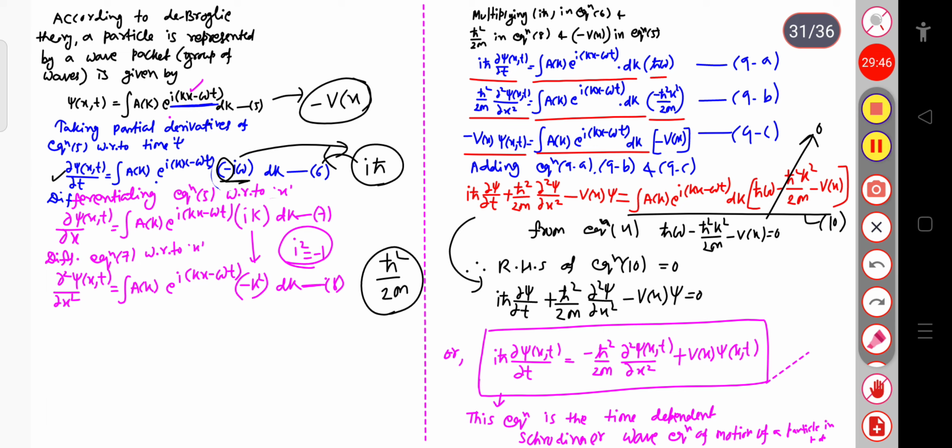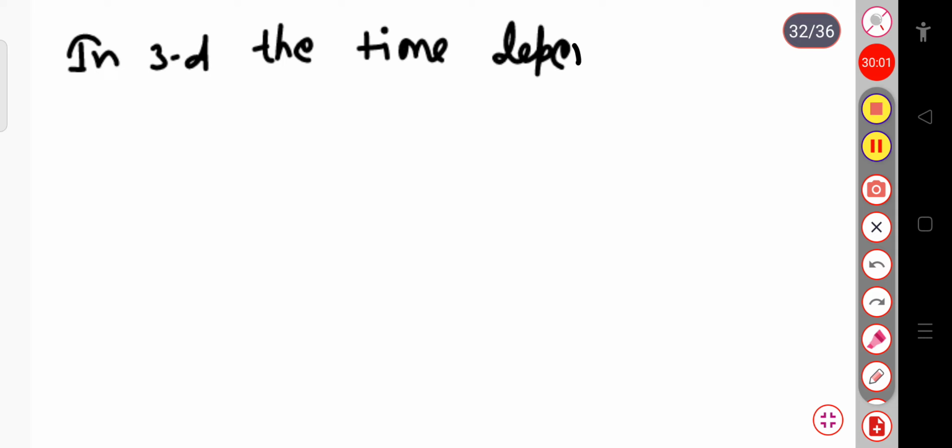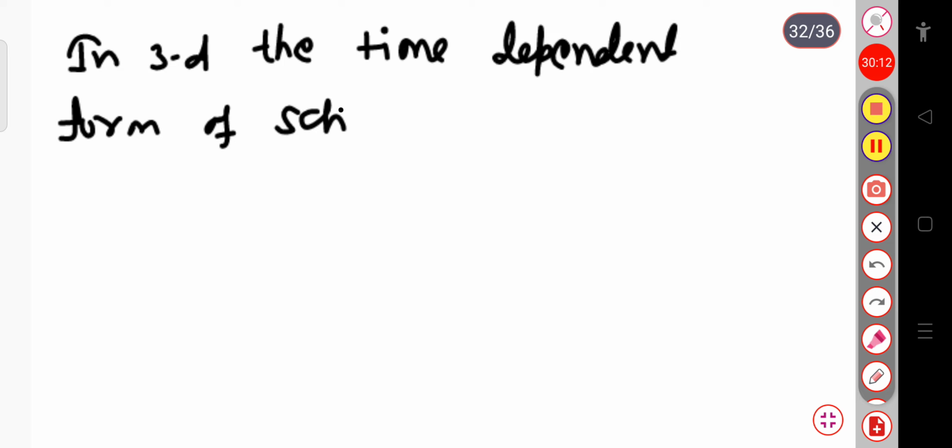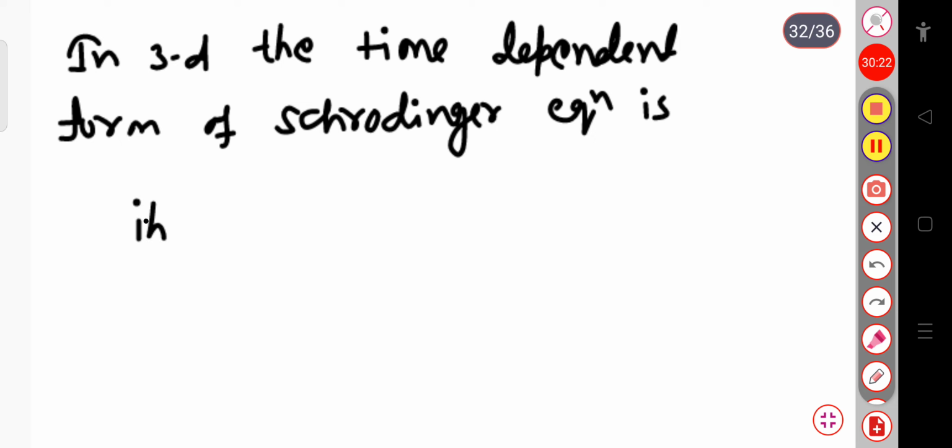So in the three-dimensional case, in 3D, the time dependent form of the Schrodinger equation is: i h cut dou psi by dou t. This will remain as it is.